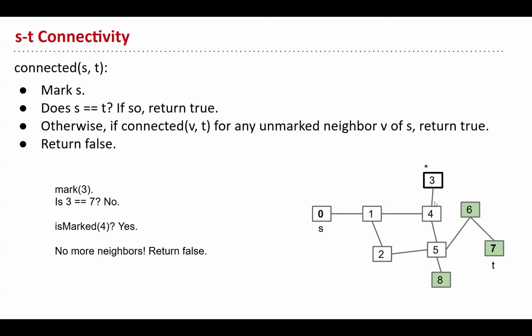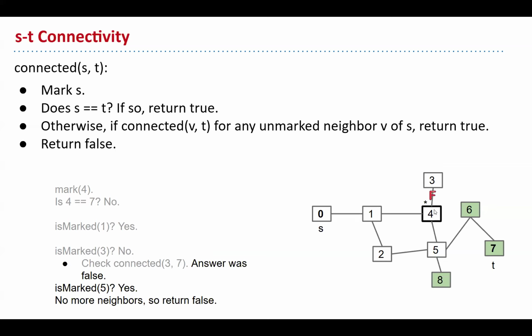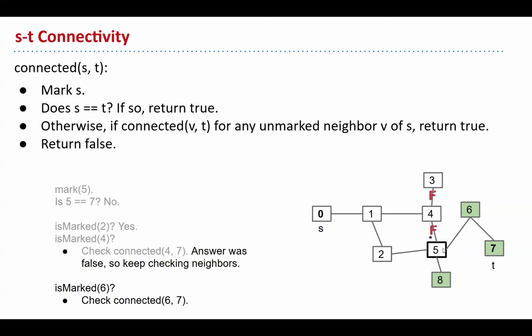Good question, right? We don't have any more edges connected. So this is the point where the recursive call starts coming back a bit. So the 3 is going to return false because it couldn't find anything. 4 looks around. It doesn't have any other neighbors that are not connected. So it's going to return false back here.